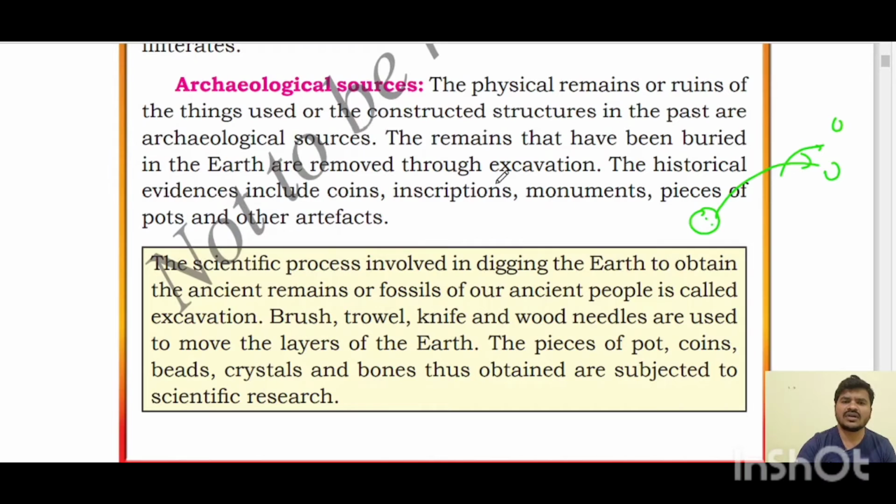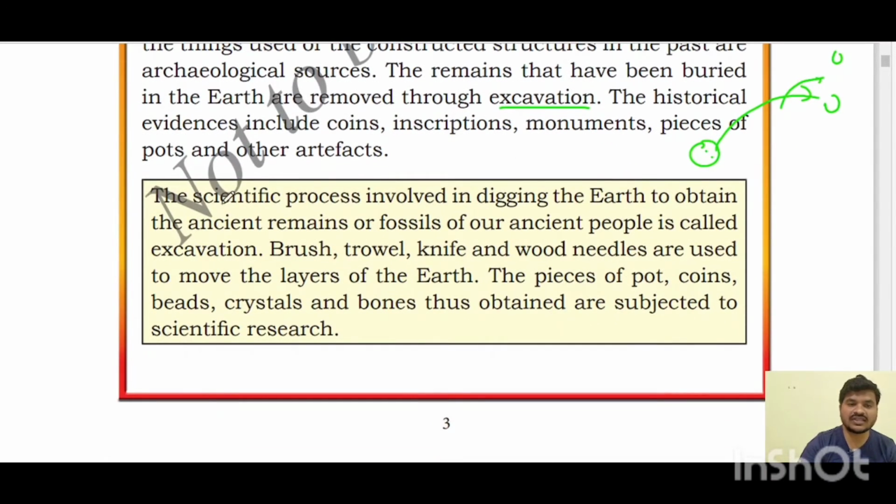Here they have told excavation. We should not do excavation like digging a well. We should be very smooth in excavating. It is a scientific method to remove the layers of the sand and take out the civilization from the crust. So it is a scientific process involved in digging the earth to obtain the ancient remains and fossils of our ancient people. That is called excavation.